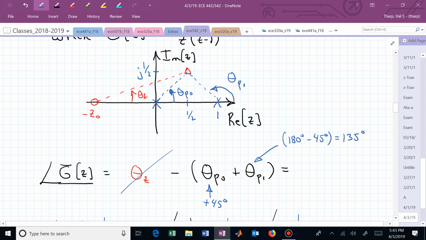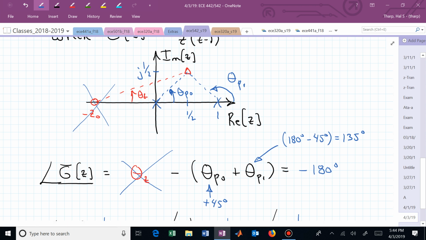So if I didn't deal with this, that's not a pole, that's a crossing out. So I'm not considering theta of z in this formula. What's my angle of g bar of z at that triangle? The pole angles get subtracted because they're in the denominator of my expression for g bar, and I now have minus 180 degrees.